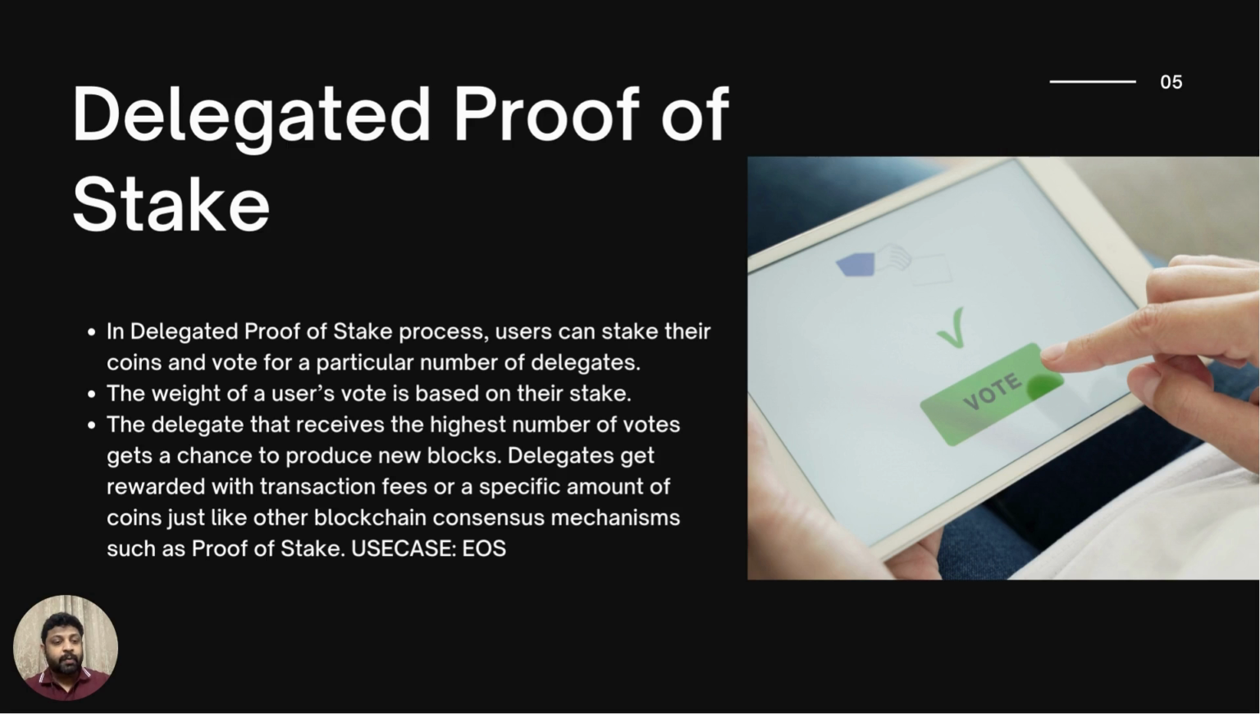What does it mean? The coin holders of the platform, they vote for the assigned delegates. It could be in a physical number from 21 to 101 different participants of delegates. So all the coin holders get a chance to vote to the delegates proportionate to the volume of coins they stake. And the selected delegate gets an opportunity to mine the next block, and that particular delegate will be rewarded with incentives. And a use case example is EOS platform.